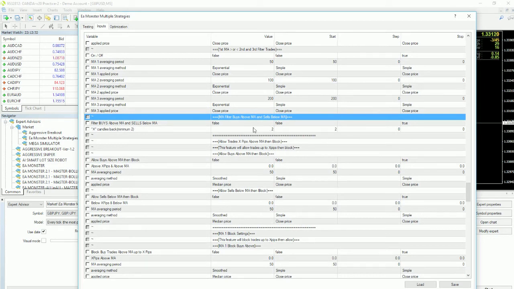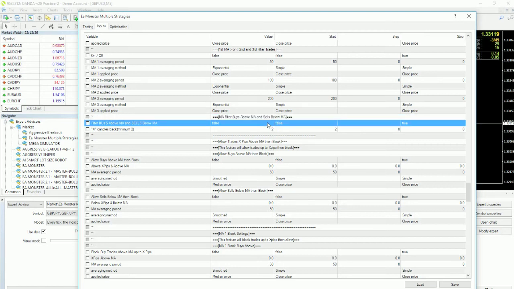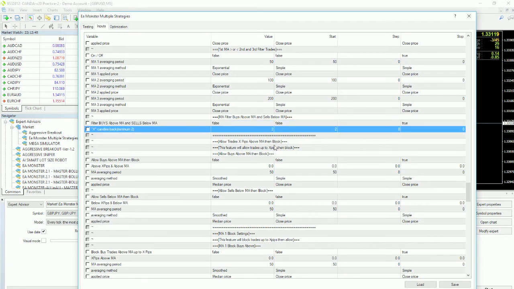But obviously, I usually have a default at 2. So basically, if the second candle is higher than the first and it's above the moving average that we just looked at, it's going to allow buy trades. And opposite for sells: if the second candlestick is below the first and it's below the moving average, it'll allow sells. And of course, if you change that number to 20, it's going to wait for 20 candles above to open a buy, below 20 candles to open a sell.